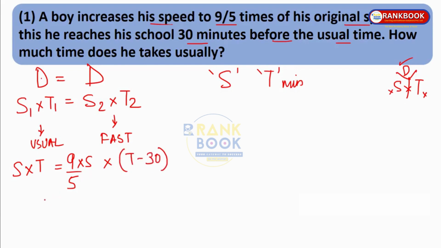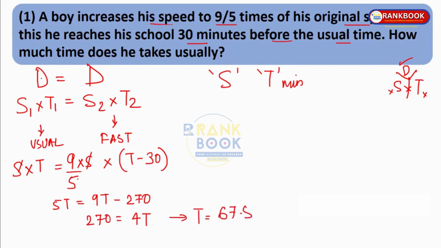Okay, let's solve it. What do we get? S gets cancelled over here. We have 5t equal to 9t minus 9 threes are 27, 270. So we have 270 equal to 4t. So what do we get? t equal to 67.5 minutes. So the boy usually takes 67.5 minutes to reach the school.